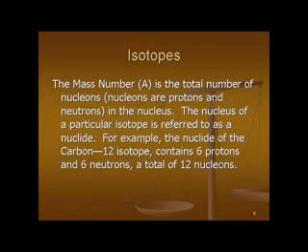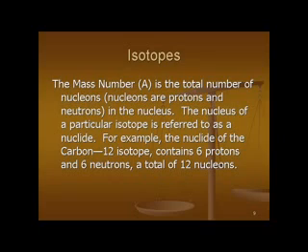Now we want to add a new term into your vocabulary. The mass number, again represented by the uppercase letter A, is the total number of nucleons. Now nucleons are protons and neutrons. So if I say what's the total number of nucleons in this atom, you would simply find the mass number, which is by adding the number of protons and the number of neutrons together. So both protons and neutrons are nucleons.